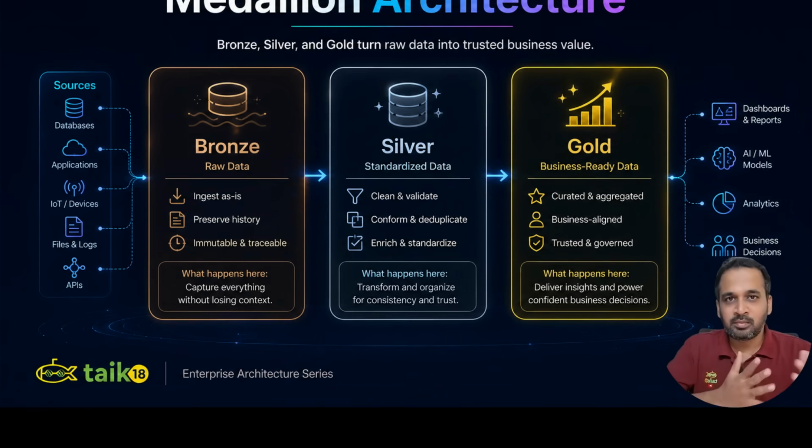Let us define Medallion architecture simply. Medallion architecture is a layered data design pattern where data moves through progressive quality stages. Bronze is the raw or source aligned layer. Silver is the cleaned, validated and standardized layer. Gold is the curated, business ready layer. As data moves from bronze to silver to gold, it becomes more trusted, more reusable and more meaningful for business consumption. This pattern is especially common in Lakehouse architecture.